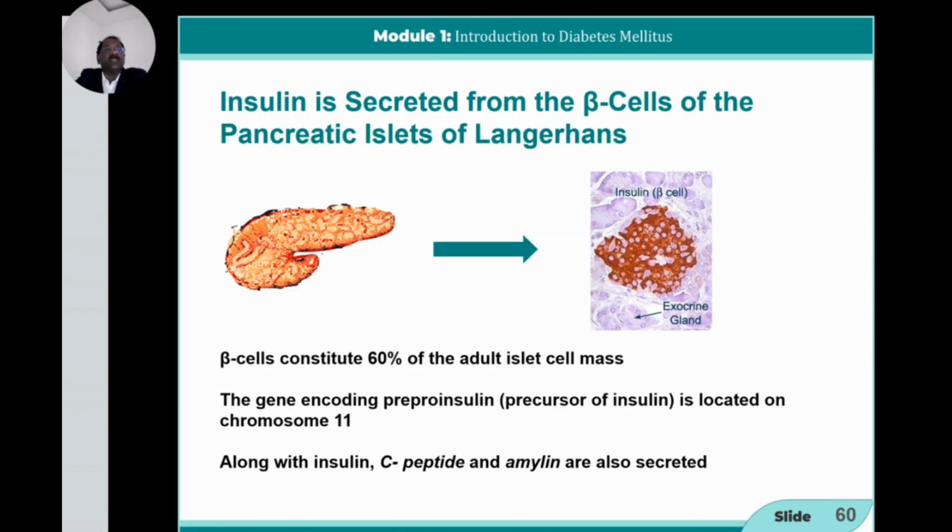Insulin is secreted from the beta cells of the pancreatic islets. They constitute 60% of the islet cells. The remaining 40% are the alpha cells and the delta cells. Along with the insulin, C-peptide and amylin are also secreted. The C-peptide is very important.